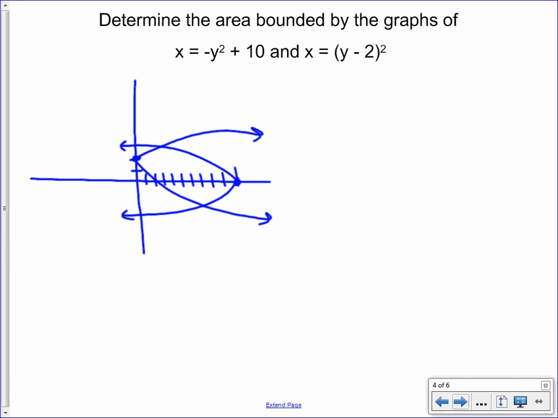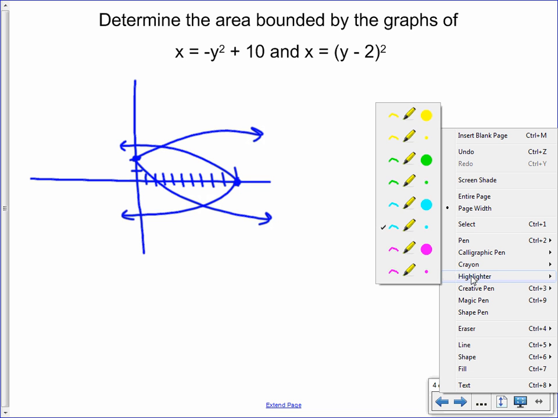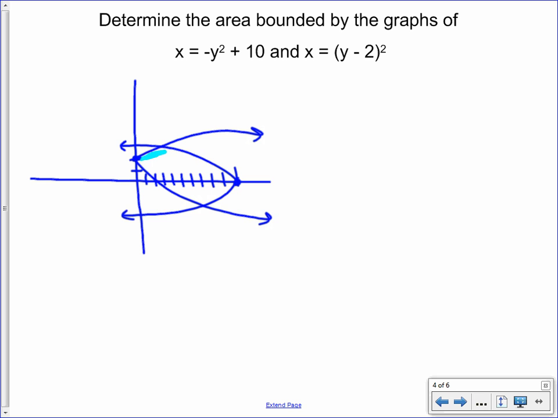If I plug in y is 2, x would be 0. Do you agree? X is 0, y is 2. So I don't think that will work. You're negative for y. So this is our area.